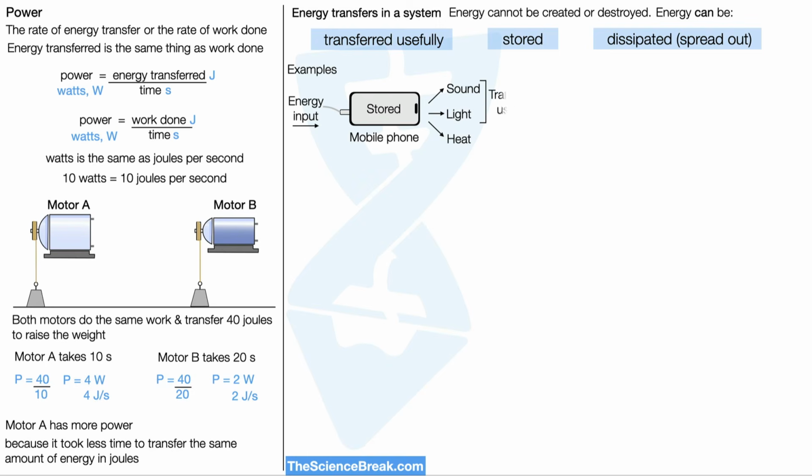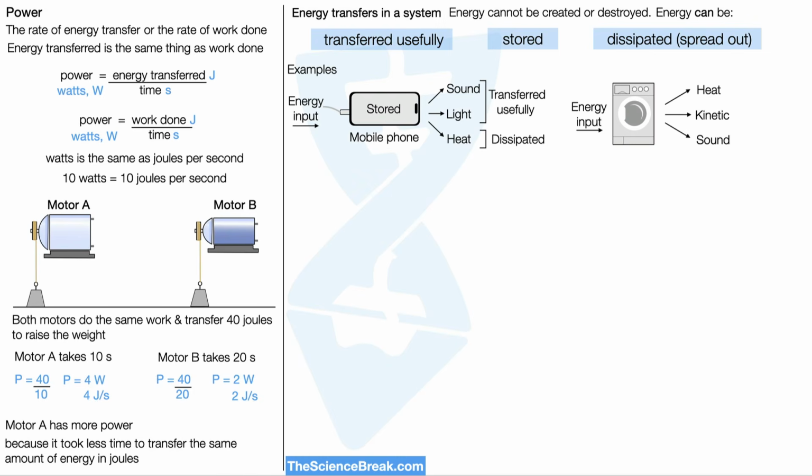Important to remember that sound and light are transferred usefully, and the heat is not so useful to us, and it's also dissipated and spread out into the surroundings. One more example, we have a washing machine. Energy is transferred as heat and as kinetic, and some as sound.